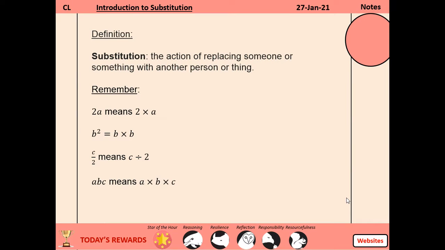All right. So please make a note of these. These are very important, and a lot of people do forget this. So make a note of this. This is very important when you're doing substitution.